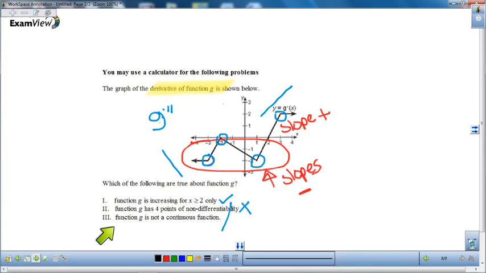The last one says g is not a continuous function. Well, notice that it has a derivative everywhere. And remember, there was a theorem that said if a function is differentiable everywhere, then it's always continuous. So 3 is wrong. So the only one that's correct is 1.